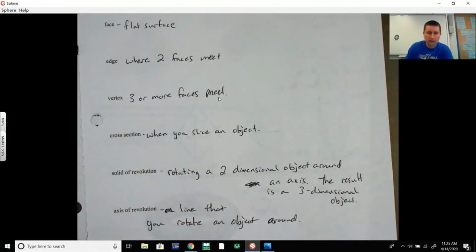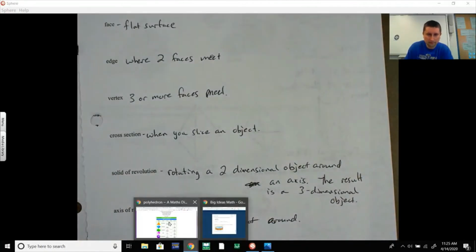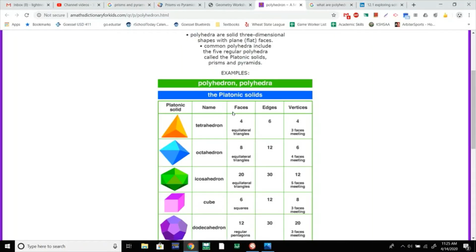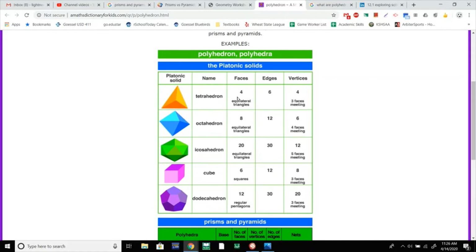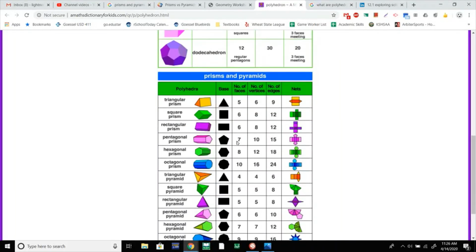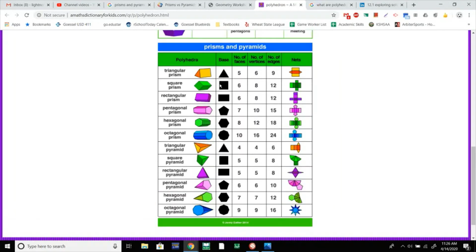I wanted some more examples of this. This is one website I found. This kind of goes through, here are your Platonic solids. It tells you how many of each of these there are. The icosahedron has 20 equilateral triangles, 30 edges, and 12 vertices. Then the dodecahedron, cubes. And then down here, here are your prisms and pyramids.